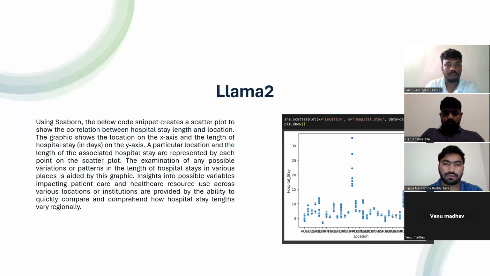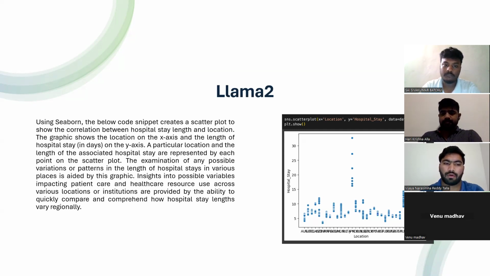And coming to Claude and Llama 2, here we use Seaborn as sns. The below code snippet creates a scatter plot with the x-axis as location and the y-axis as hospital stay. A particular location and length of associated hospital stay are represented by each point on the scatter plot. This graphic examines any possible variations or patterns in the length of hospital stay in various places.